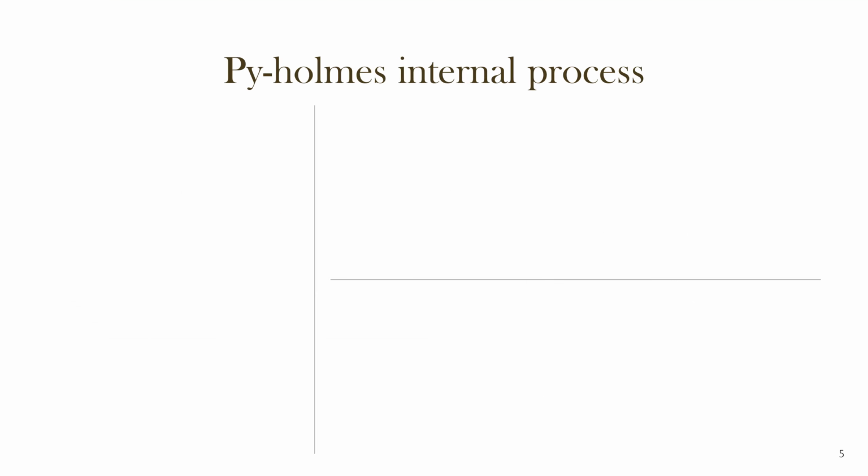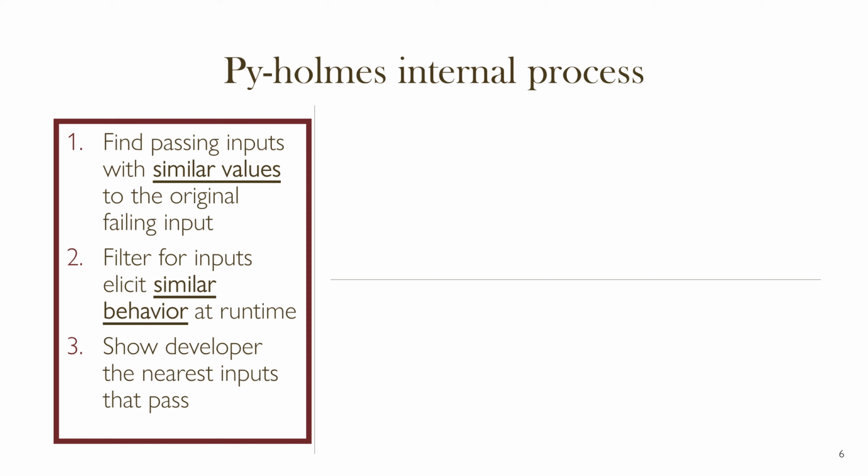PyHolmes follows the same strategy for deep and shallow software, just with different implementations. The strategy is as follows. First, make small changes to the original failing input in order to find similar inputs that pass. Second, filter for the inputs among these that are processed by the program under test as similarly to the original input as possible. This process finds passing inputs that are similar in both value and behavior to the original. By observing the difference between these inputs and the original, the developer can infer why their original input caused a failure.